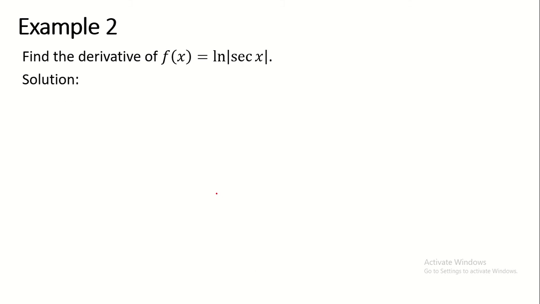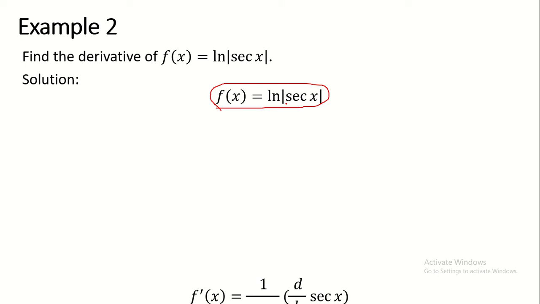Next. Find the derivative of f of x is equal to the natural logarithm of the absolute value of secant x. Okay, so solution. Okay, so f of x is equal to the natural logarithm of the absolute value of secant x. Okay, hanapin natin yung derivative ng function ng logarithmic function na to.